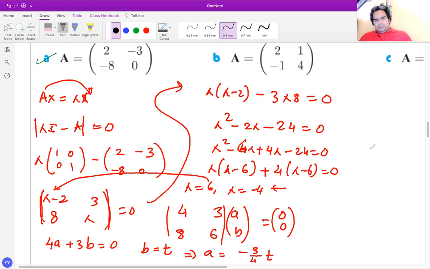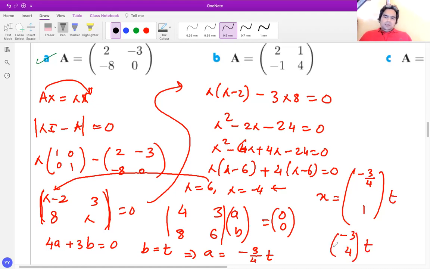So actually my eigenvector is [-3, 4], if I take it as 1 times t. So this is my vector x when my lambda is 6. So I could take the vector also as [-3, 4]. So that's my vector. Now, if you notice, if I multiply this matrix by this vector, the answer you get will always be a scalar multiple of [-3, 4].